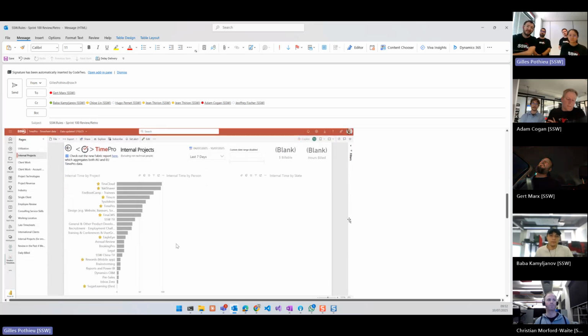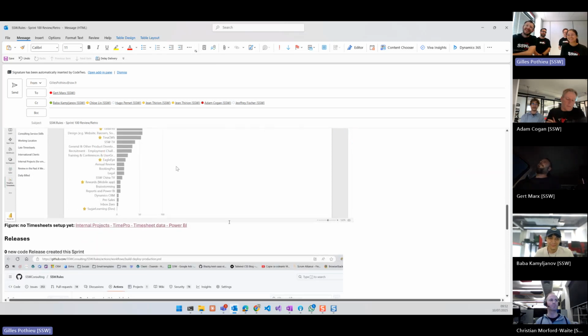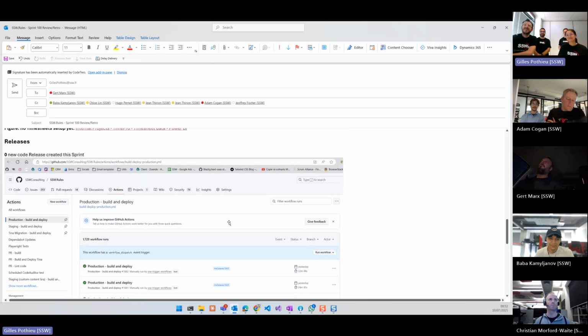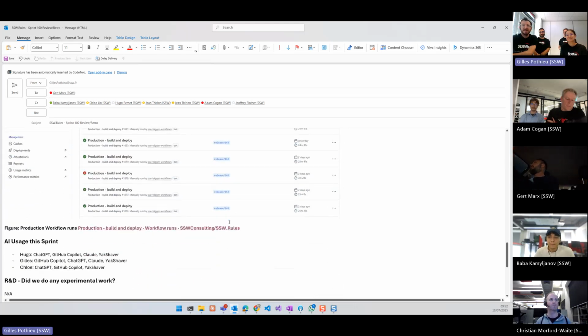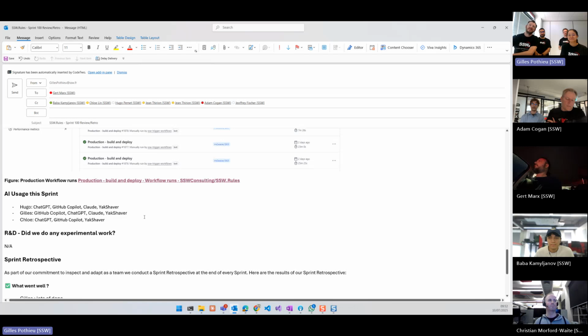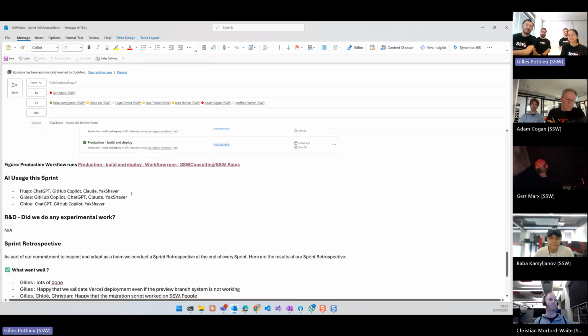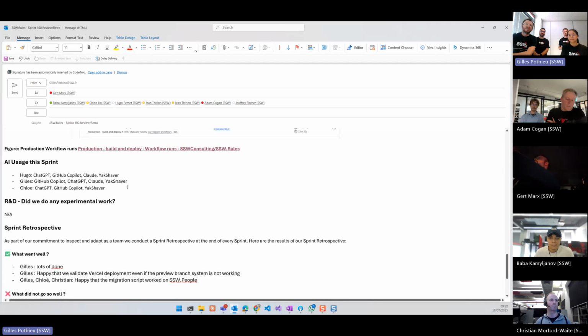About the timesheet data, this is empty because Christian didn't work on the project this week. And about the release, no release yet because we are still working on the POC. About AI usage, I think this is the same as last week. Hugo? Yeah. Okay. I didn't ask Hugo, so that's why I'm asking him right now.